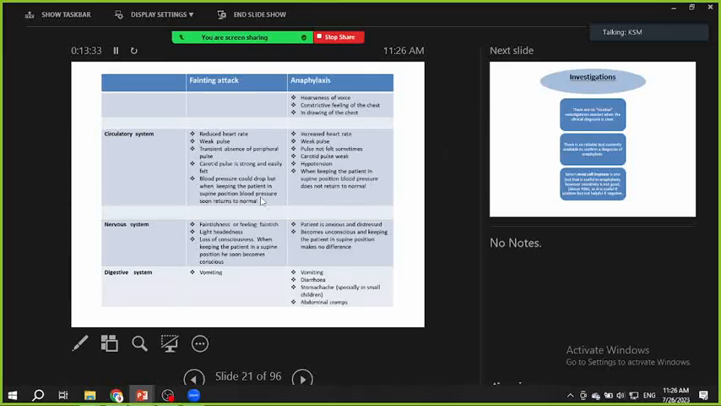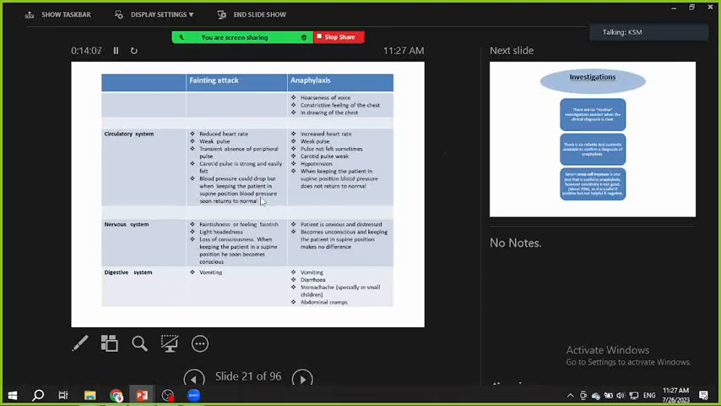In the cardiovascular system, in a fainting attack or syncope, a reduced heart rate is possible with a weak pulse, and they have a transient absence of peripheral pulse. But in anaphylaxis, they have an increased heart rate and weak pulse, and the patient has significantly low blood pressure. In the nervous system, faintishness and light-headedness are common in a fainting attack, but the patient is a bit anxious in anaphylaxis, and some become unconscious.